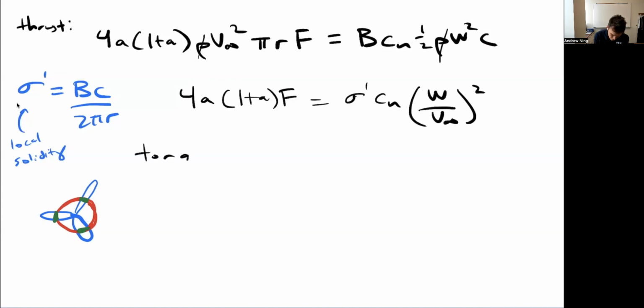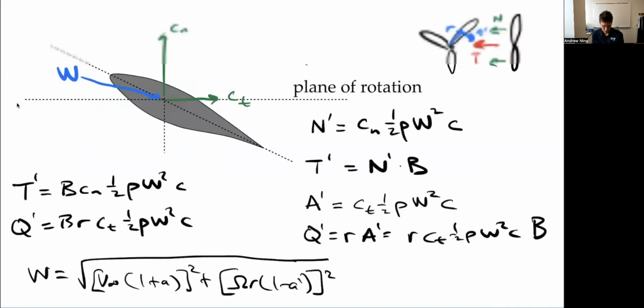Torque, do the exact same thing. Let's take our expression for momentum theory, 4a prime times (1 plus a). Let's go back to it real quick.